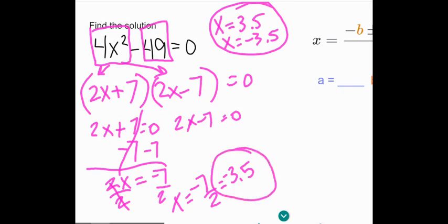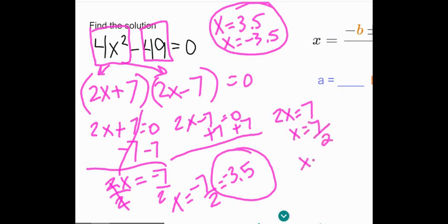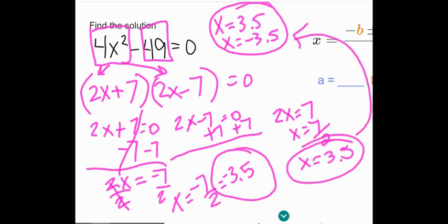If I do the same thing here, notice I'm just going to do the opposite. I'm going to add 7 to each side. So I'm going to get 2x equals 7. So x equals 7 over 2, or x equals positive 3.5. So notice we get the same answers that we got there.